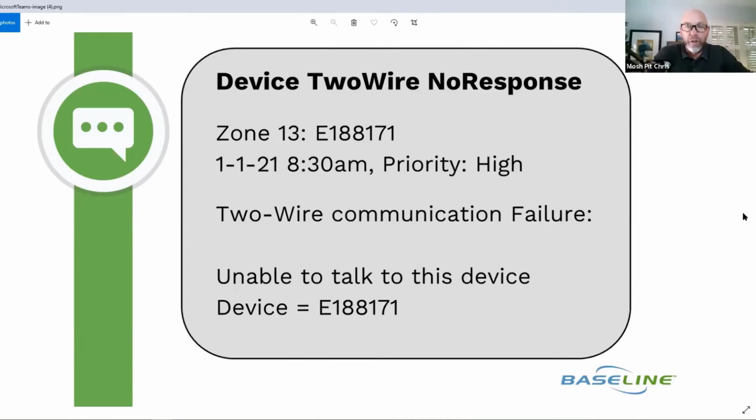So you spoke earlier about this blink test capability. How can I find out if that decoder is being seen by the controller? At the controller, there's a test dial position, and you can do a test all devices or test just a single device. Now, in this case, you could just test zone 13, the E188171, test that one and see if we get a response.